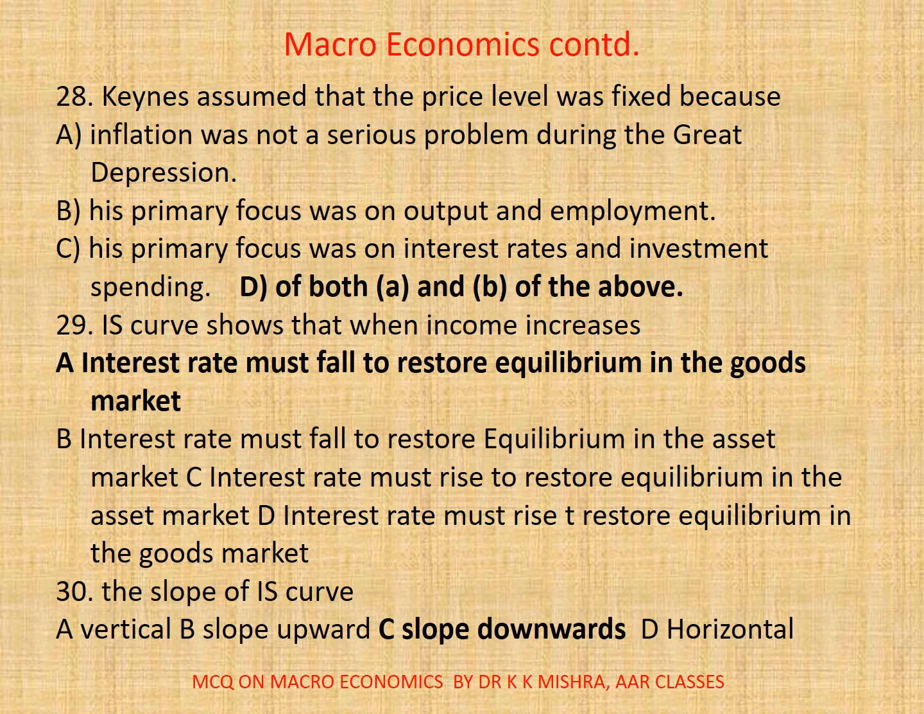29. When income increases, the interest rate must fall to restore equilibrium in the goods market, is actually the correct option. 30. The IS curve shows the relationship. The correct option in 30 is C, slope downwards.